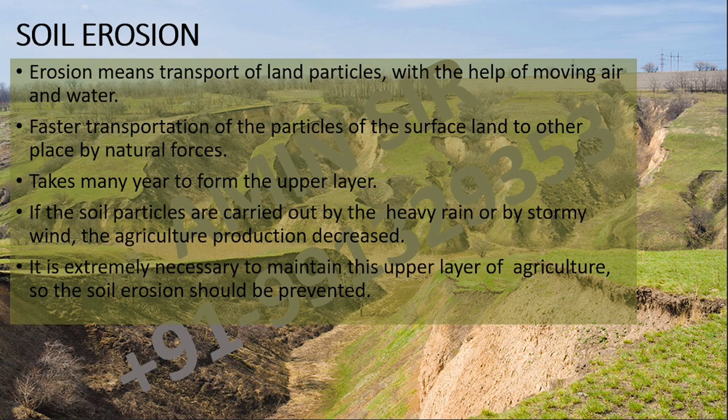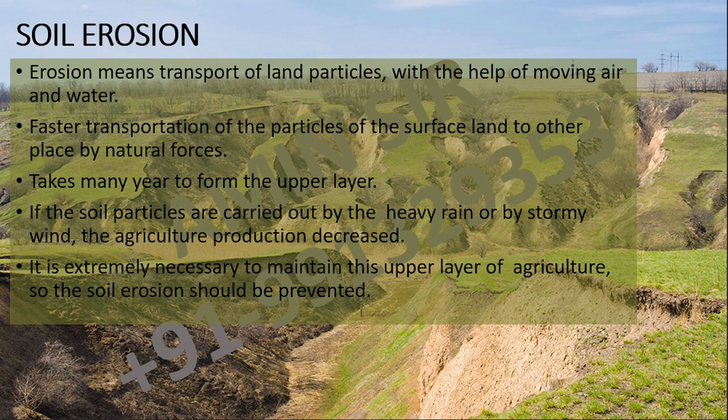If the soil particles are carried away by heavy rain or stormy wind, agriculture production decreases. We are all very aware that if there is no upper layer available, we cannot grow any crops, because as we go down we will find different types of metals in it, and crops cannot be grown in those metals. So we need the upper layer of the soil if we want to increase our agricultural production.